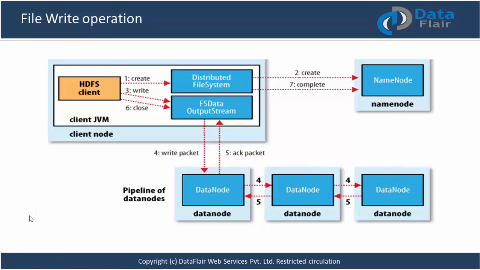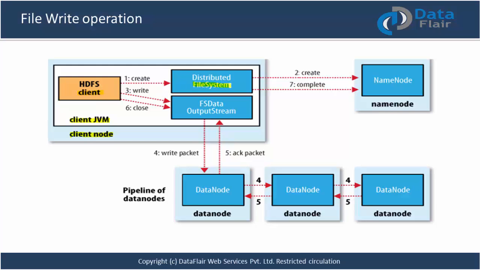Let's understand the same flow. The client node has a client JVM, a Java virtual machine, running on this particular client node. So guys, again the first component, the first class coming into the picture is my client. My HDFS client class will send the request to the file system API.